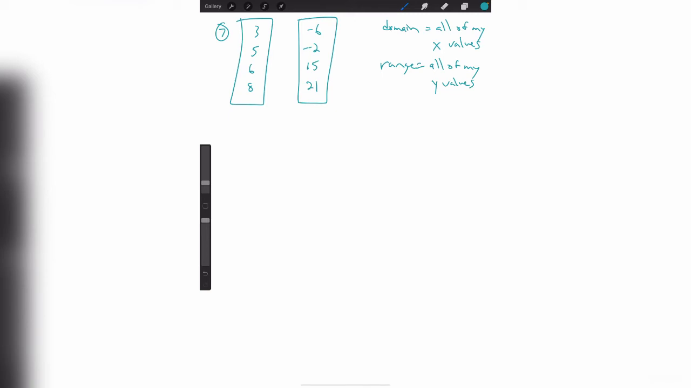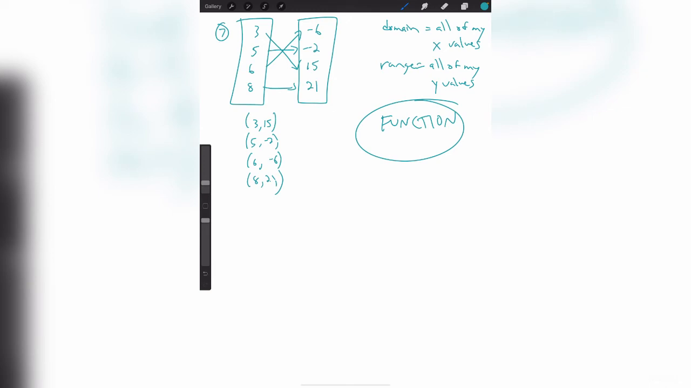Okay, and we have this mapping diagram. 3 goes down with 15 here, and then 5 goes with -2, and 6 goes with -6, and then 8 goes with 21. Now notice that none of my x values are repeated. If I were to write all my ordered pairs, I would have 3, 15, 5, -2, 6, -6, and 8, 21. Notice that all of my x values here are unique and they're not repeated. So this would be a function.